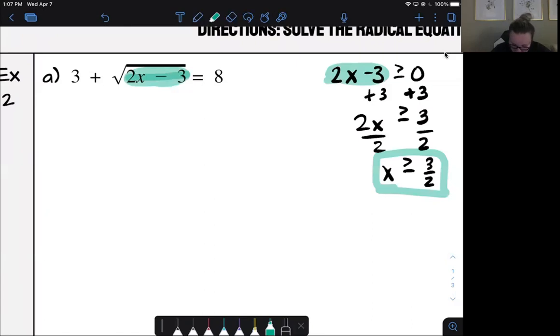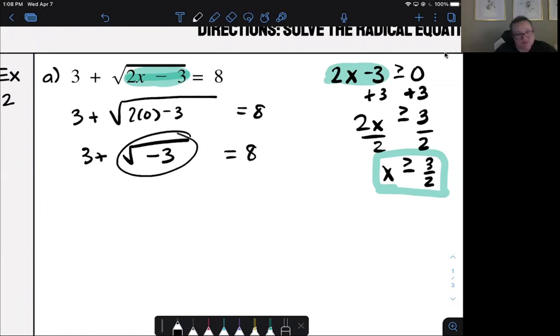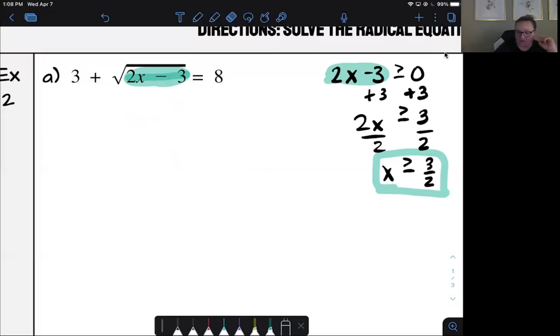This time, if you use 0, so like let's say we end up with 0, the square root of 2 times 0 minus 3, we're going to get 2 times 0 minus 3 is negative 3. Well, 3 plus this is going to end up being an imaginary number, because we have a negative under the radical, and that imaginary number isn't going to add to 3 and get 8. So that's not going to work. So this time, all of our answers have to be greater than or equal to 3 halves. So let's see what we get.